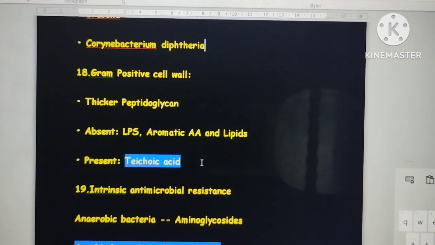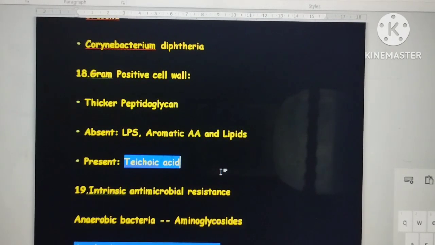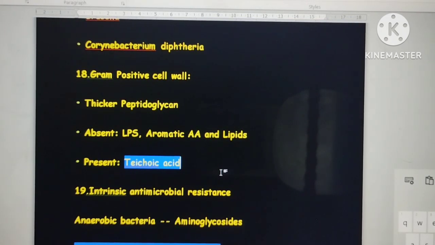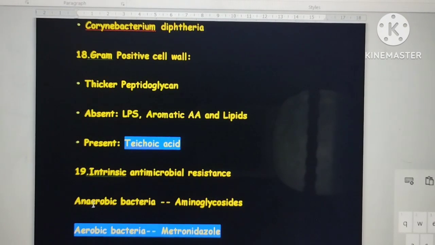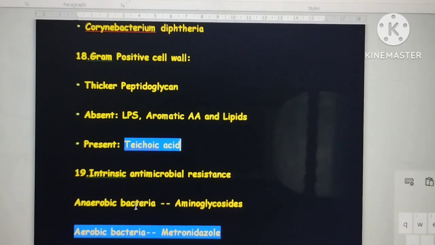So coming to intrinsic antimicrobial resistance. So what is that? It is nothing but an innate ability, that is, naturally the bacteria is resistant to some of the antibiotics. Okay, so it is an innate ability of an organism that will be exhibiting a resistance towards certain species, certain antibiotics. So first here is the anaerobic bacteria.